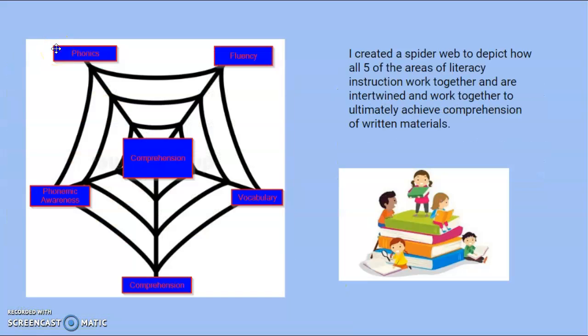I created a spider web to depict how all 5 of these areas of literacy instruction are intertwined and work together to ultimately achieve comprehension of written materials. So even though comprehension is one of the 5 pillars, that's taught as a separate component, ultimately we're using all 5 of these things to gain comprehension.